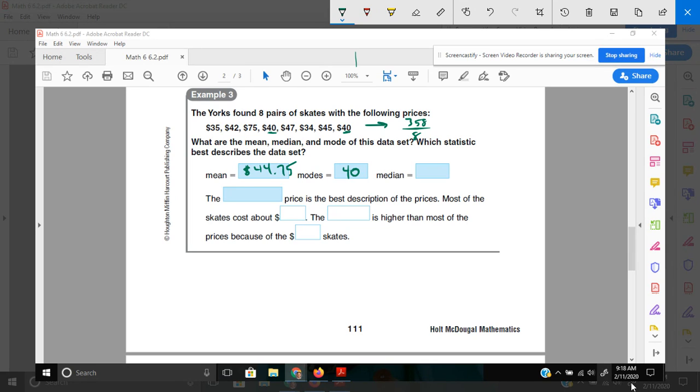The median, let's line up my data here. So 34 is my smallest, and 35, two 40s, and let's just cross off and see what I'm left with here. 42, 45, 47, and 75. So 1, 2, 3, 4, 5, 6, 7, 8 pairs of skates.